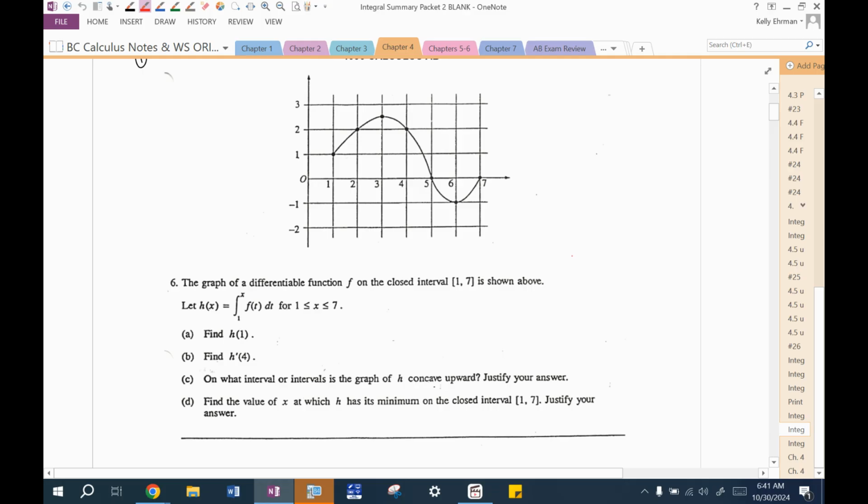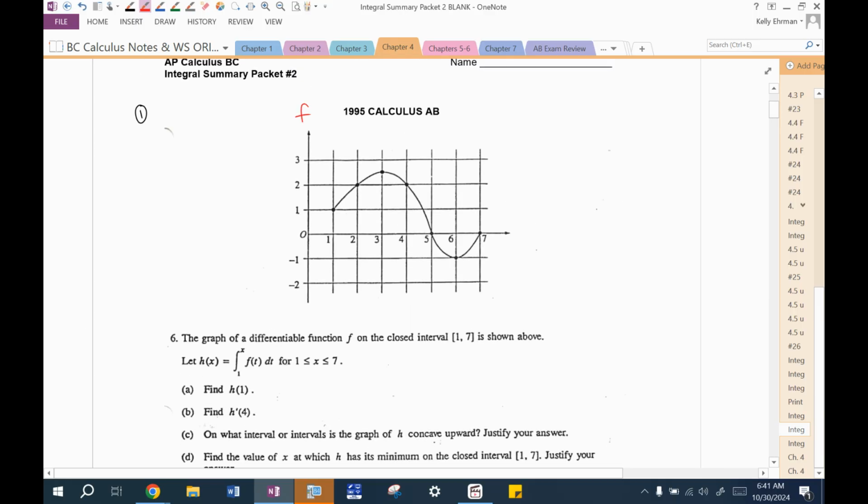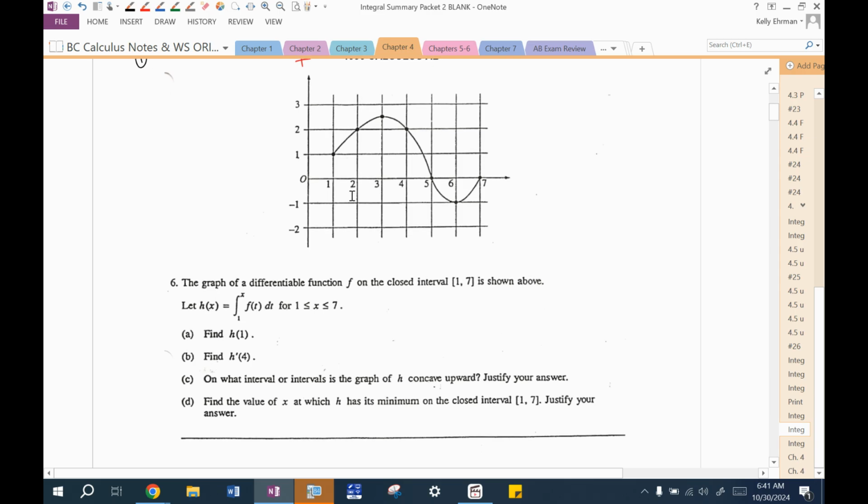This says the graph of a differentiable function f on the closed interval is shown above. So this is not f prime, this is f. Let h of x equal the integral from 1 to x of f of t dt, from 1 to 7. So what does that mean? So h of x is the accumulated area between 1 and however far we want to go.